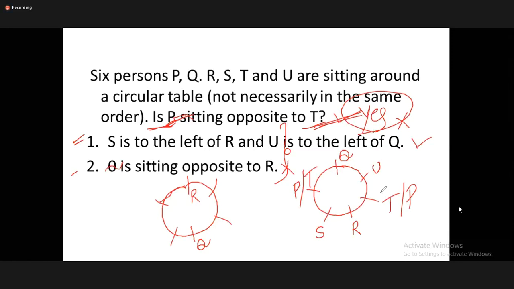Same thing: if P is here, T comes here, and if T is here, P comes here. Q, if he is facing this way, then this is his left, this will be right, no? Okay, from one and two together only one arrangement is possible. So we can conclude that P is, yeah.